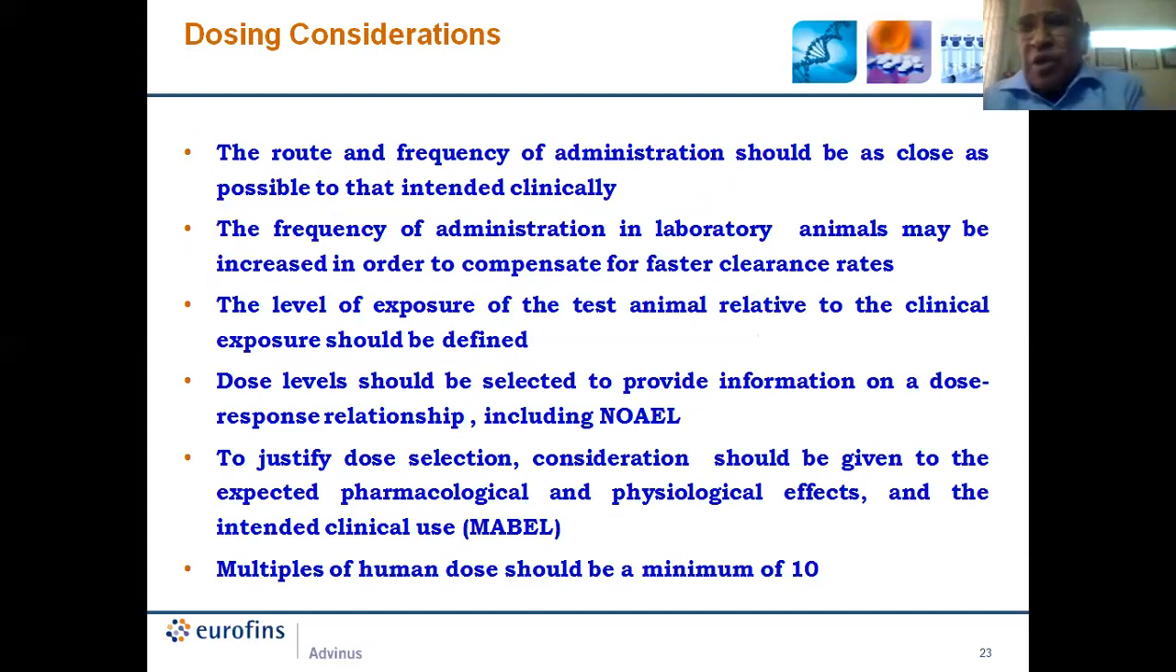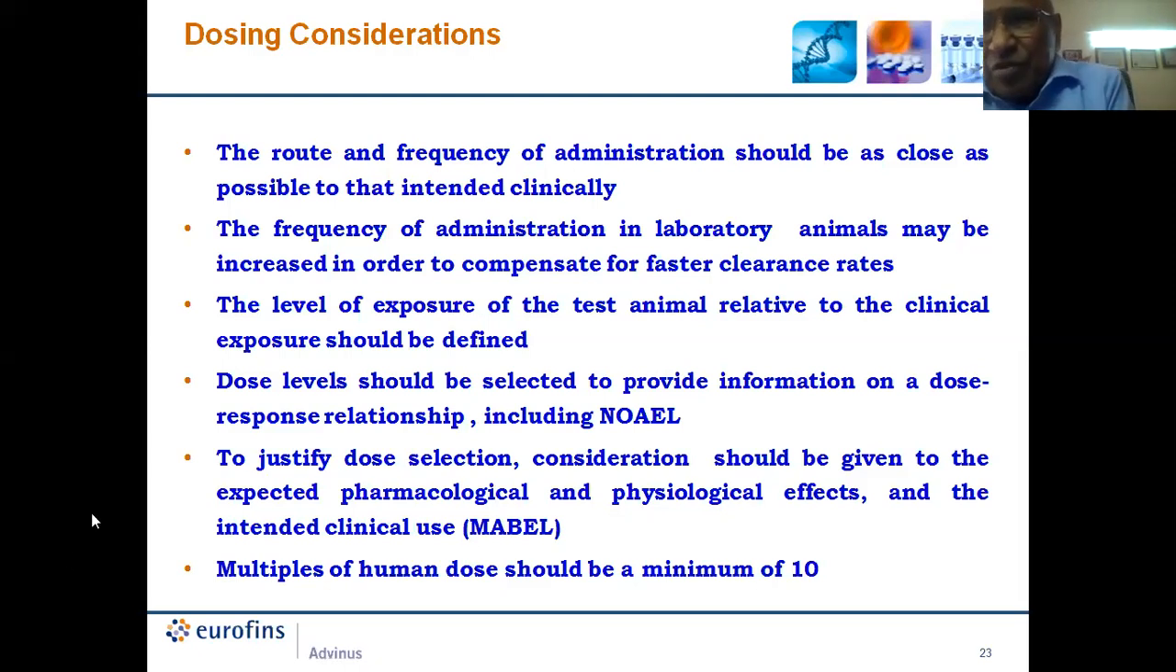Very important is the dose, and the dose response is very crucial in toxicology. The route and frequency of administration to animals should always mimic human exposure. If humans are given a tablet orally, obviously we can't prepare a tablet and give it to rats. We take the drug in powder form, make a solution or a suspension, and administer it orally. If the drug is given intravenously to humans, we use the drug intravenously in rats and dogs.